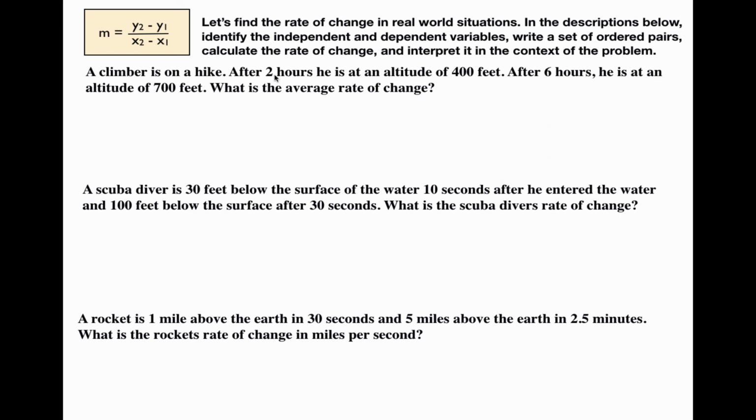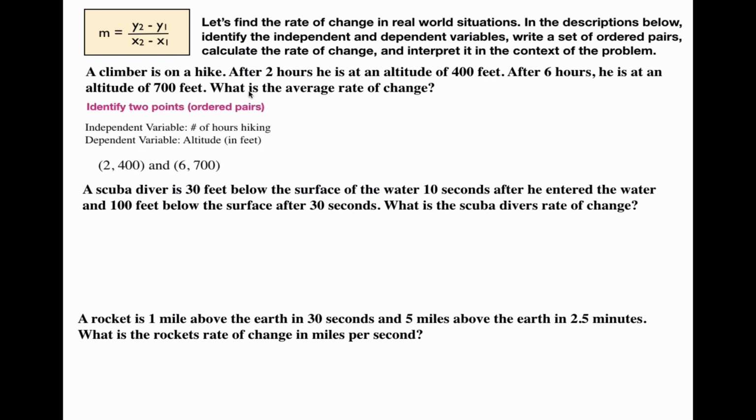So the time here, measured in hours, is going to be our independent variable, and the altitude is going to be our dependent variable. Now this is important because it helps us set up our ordered pairs. So we're going to identify 2 points by first identifying the independent and dependent variables, and now we know how to set up our ordered pairs, because in an ordered pair you always put the input or the independent variable first and the output or the dependent variable second. Your rate of change is going to be all messed up if you switch these values.